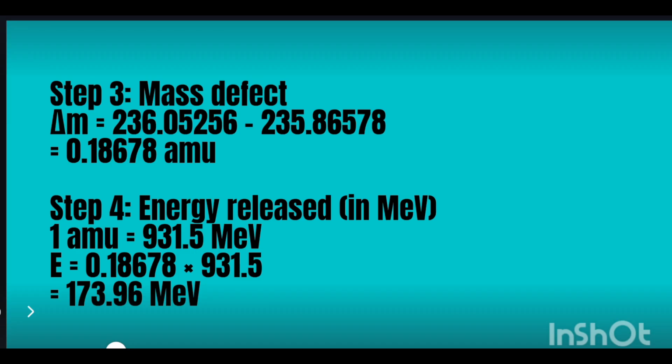Now we got both the total mass of reactants and the total mass of products. Let's see step 3. Here we have to find out the mass defect. Mass defect delta M means total mass of reactants minus total mass of products. So substitute the values: 236.05256 minus 235.86578. That is equal to 0.18678 amu.